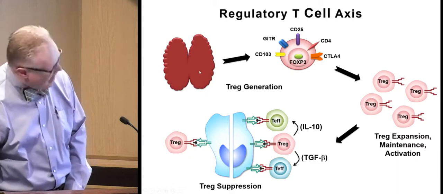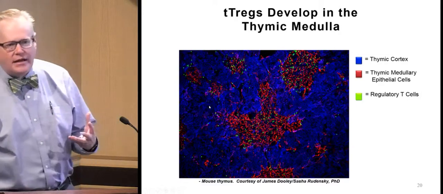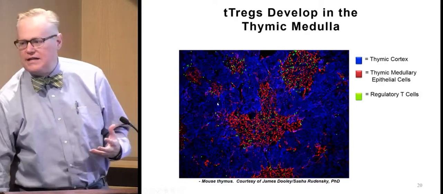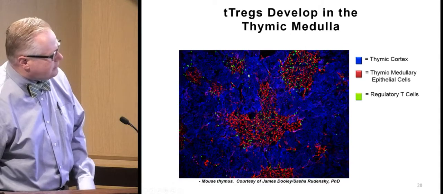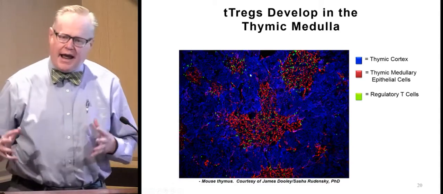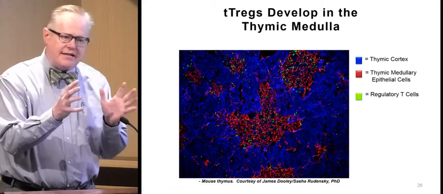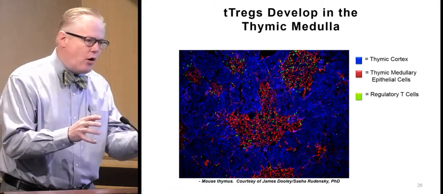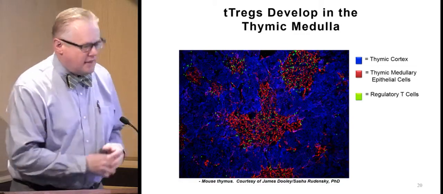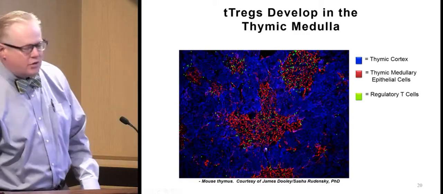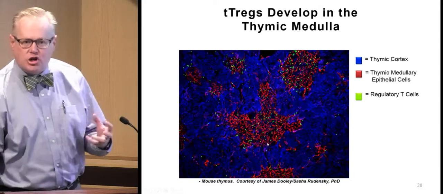And I'll show you that here in a second. So here's the thymus. Again, the thymus is like the university or the college where T cells go to be educated. And the T cells, as they are developing, enter the thymic cortex, circulate through that, and decide whether they want to become a CD4 or a CD8 T cell, and then they migrate into the thymic medulla, and it's really in the thymic medulla where we see the regulatory T cells showing up for the first time.